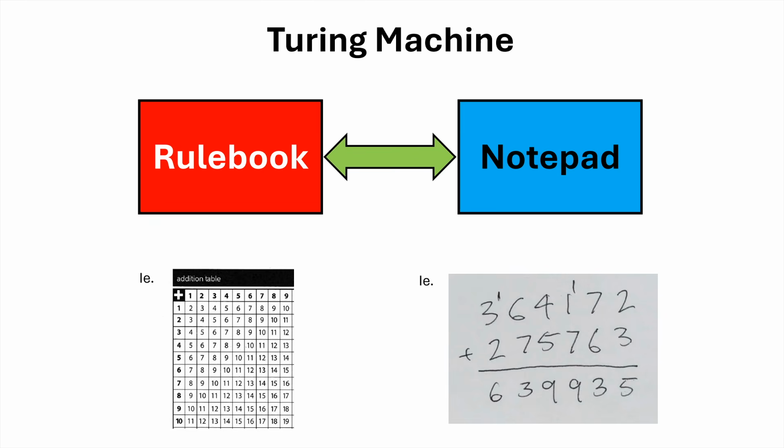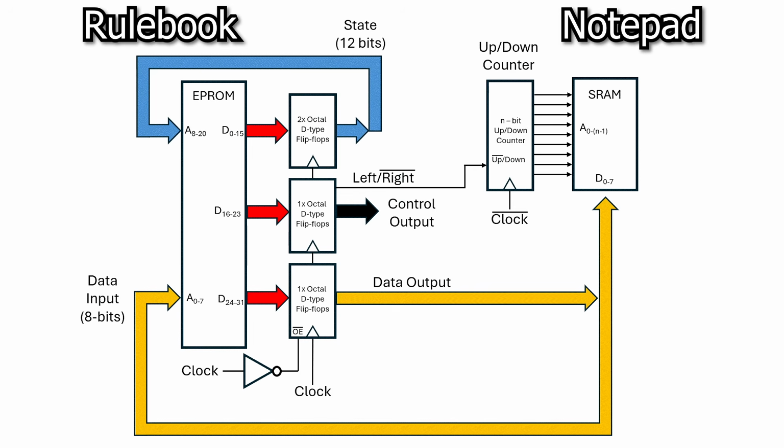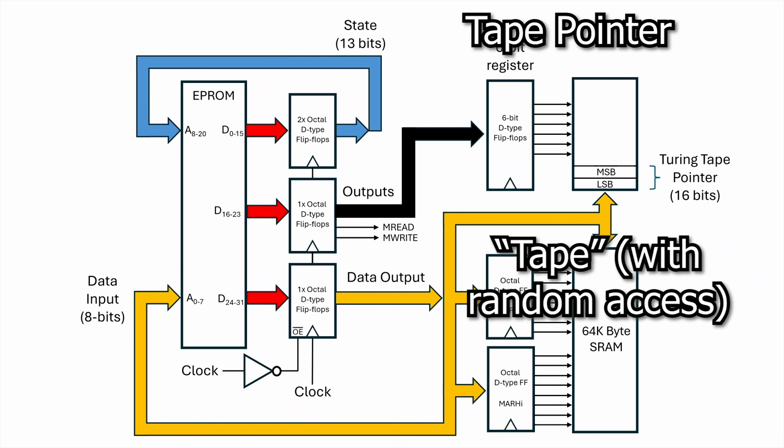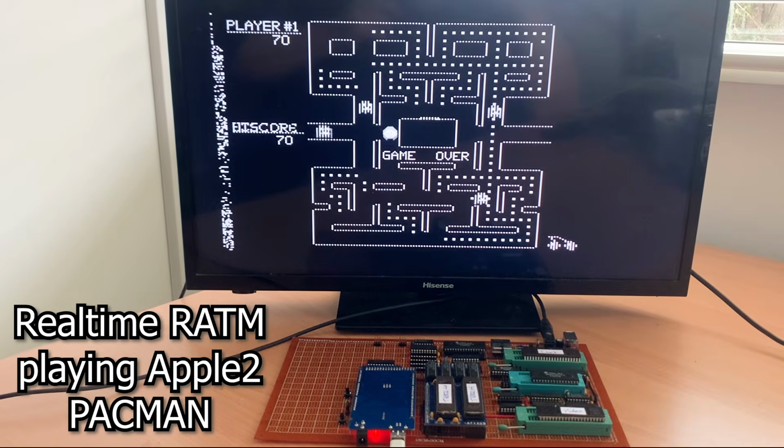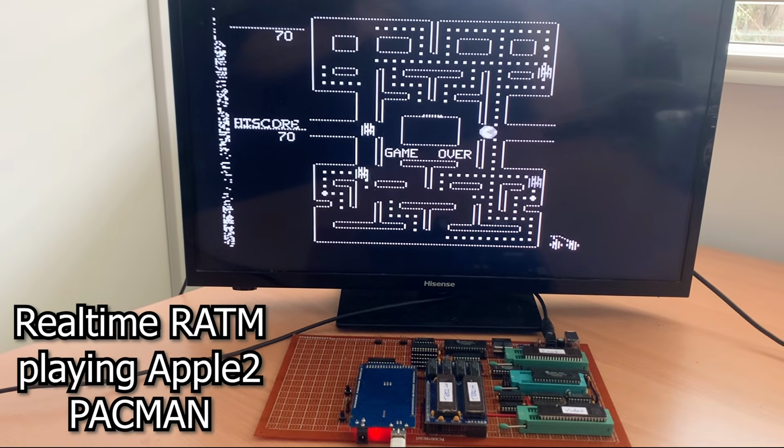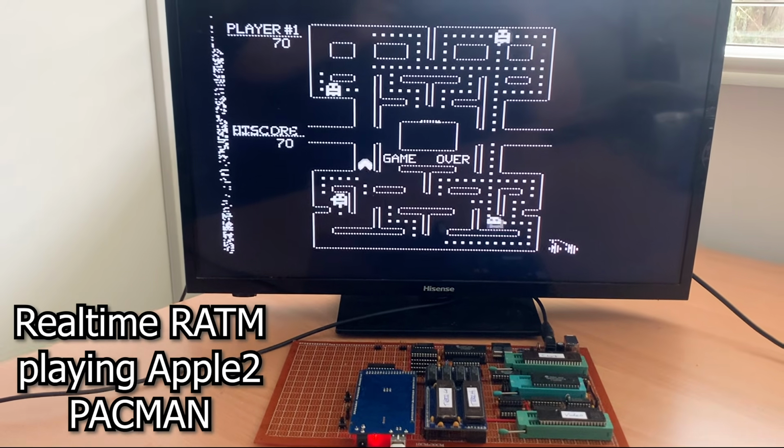We'll start with a machine that mirrors Turing's original vision, a rulebook and a notepad. You scan one symbol at a time, then move left or right. Then we added random access to the notepad, and boom, 1,000-fold speed up. Better, but still not fast enough. Next, we bumped up the symbol size to 8 bits, just like the early microprocessors. That finally gave us real-time performance using nothing more than TTL logic, static RAM, and EEPROMs.